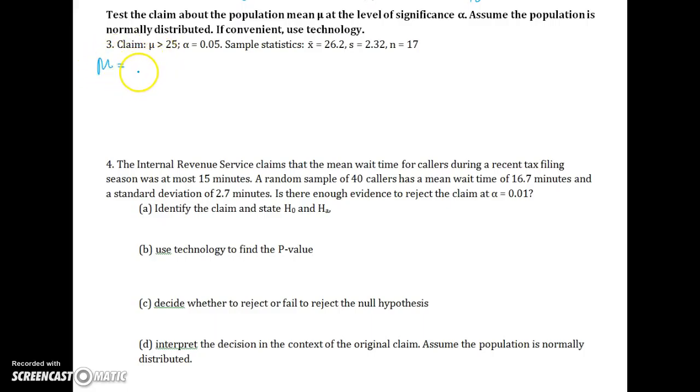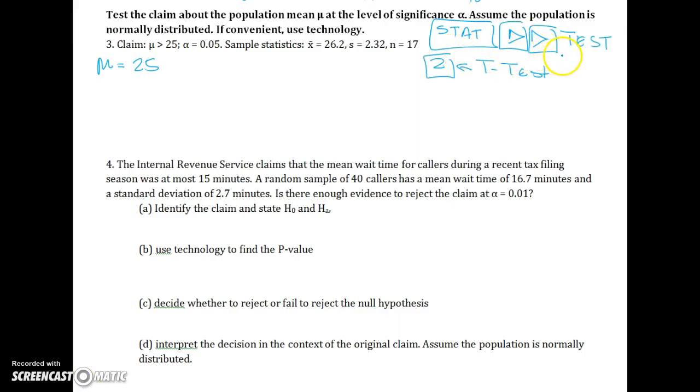So the mu is going to be 25. Actually, let's go to your buttons first. You're going to hit stat, then the arrow to the right twice, and that gets you to the test category. You're going to hit number 2 for t-test, and then they're going to ask you if you want to enter data or stats. Just like we did for the previous day, make sure that you are in the stats area. So you're looking for S-T-A-T-S.